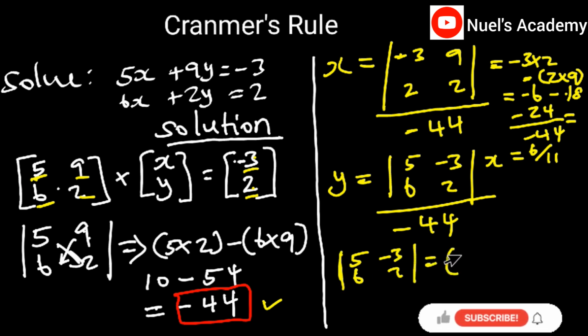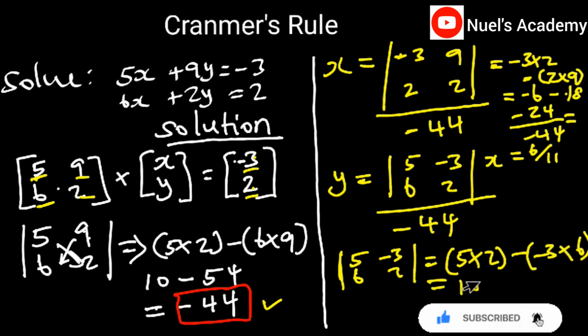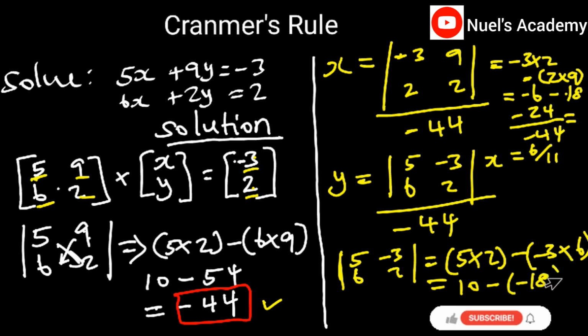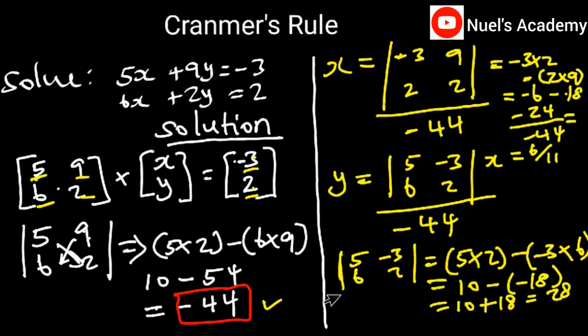And then for y, the determinant of this matrix 5, 6, minus 3 and 2 is going to be 5 times 2 minus minus 3 times 6. So this is going to give us 10 minus minus 18. Minus minus is plus, so 10 plus 18 is going to give us 28. So this is going to be 28 divided by minus 44, which is equal to minus 7 over 11.